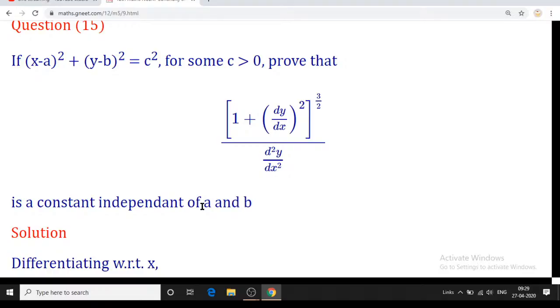Independent of a and b, it means whenever we simplify this, 1 plus dy by dx the whole square raised to 3 by 2 upon d2y by dx square, this term should not have the a and b. It will be the constant, मतलब आंसर नंबर कांस्टेंट आना चाहिए, उसमें ना x रहना चाहिए ना y रहना चाहिए, वेरिएबल नहीं होना चाहिए. बट अलॉन्ग विद दैट इट इज़ इंडिपेंडेंट ऑफ ए एंड बी, मतलब इसमें ए भी नहीं आना चाहिए, बी भी नहीं रहना चाहिए, एक्स और वाई भी नहीं रहना चाहिए.